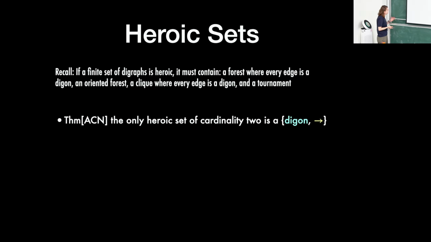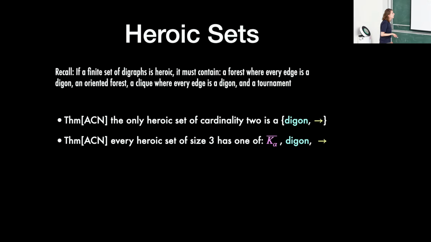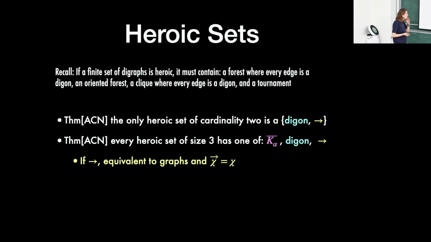They were thinking about what could be the minimal heroic sets, so this immediately gives you that the only heroic set of cardinality 2 is the digon and a single edge. And also, every heroic set of size 3 has to either contain the complement of a clique, so just a stable set as an induced subgraph, so it has a bound on the maximum size of a stable set, a digon, and just an arc.